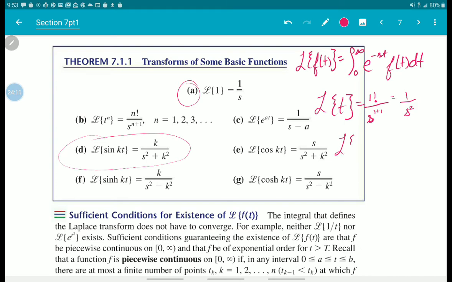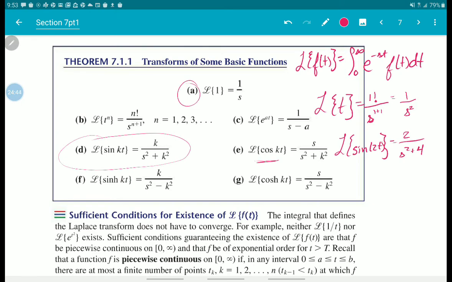Look at D. We found the Laplace of sine of 2t by hand using some fun Calc 2 stuff. If we were to apply this, our k is 2. So we would end up with 2 over s squared plus 4, which is the same thing we got when we did everything by hand. So you can see how these are working.